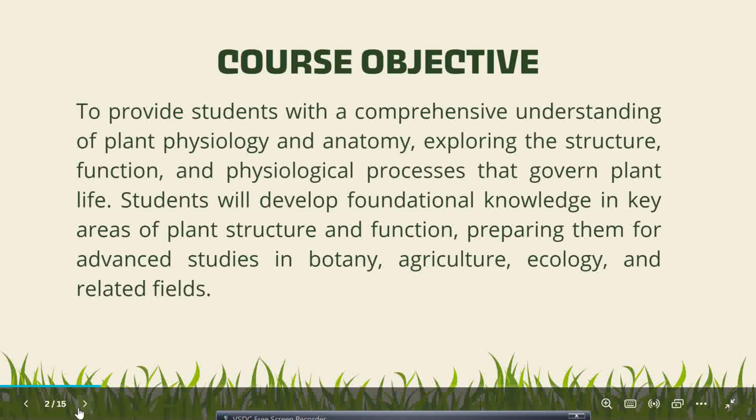So first of all, let's start with the course objective. What you will be provided in this course. The major objective is to provide students with a comprehensive understanding of plant physiology and anatomy, exploring the structure, function, and physiological processes that govern plant life. You will be able to develop foundational knowledge in the key areas of plant structure and function, preparing you for advanced studies in botany, agriculture, ecology, and related fields. So basically, you'll be able to identify and understand the structure of the plant and the physiological functions happening in the plant.